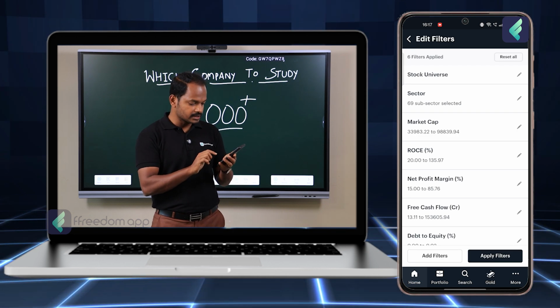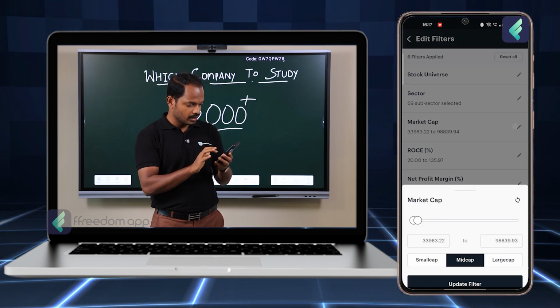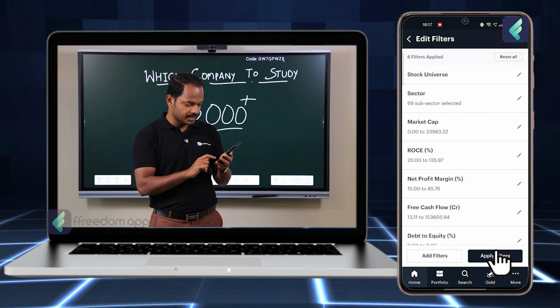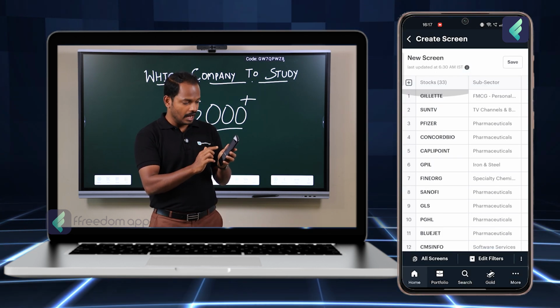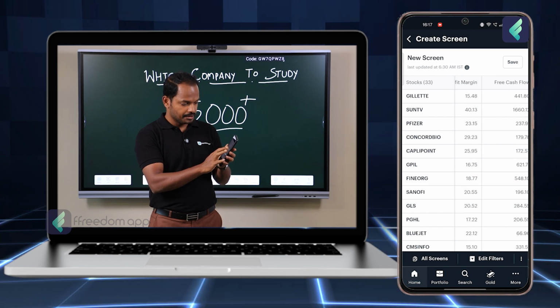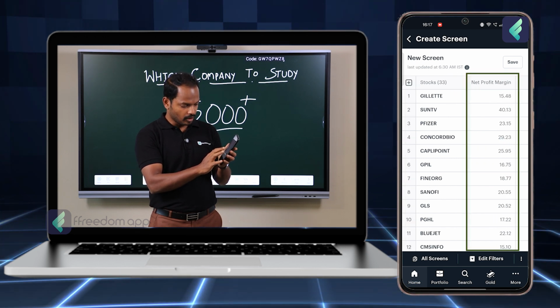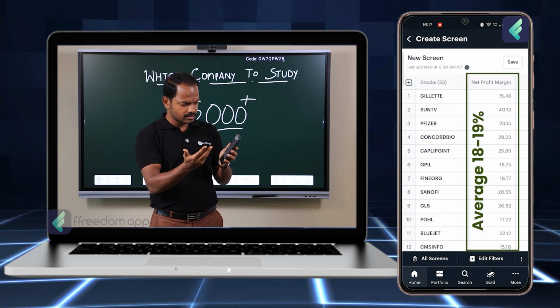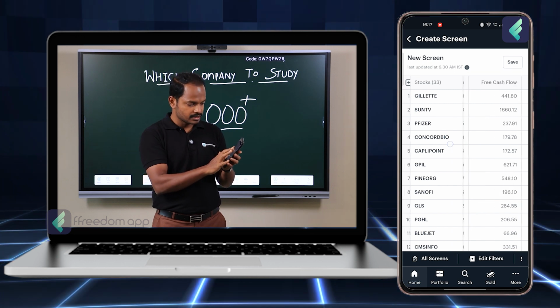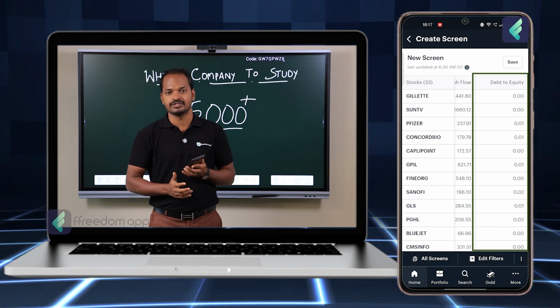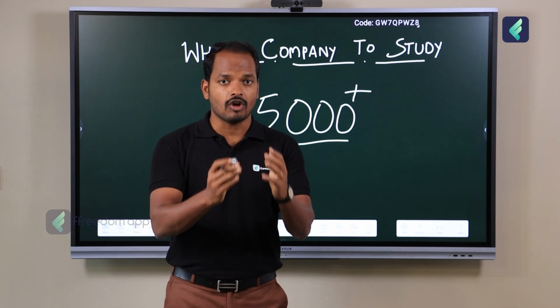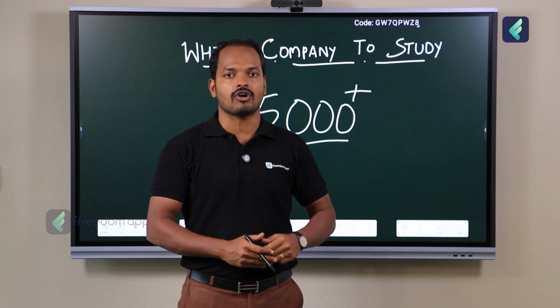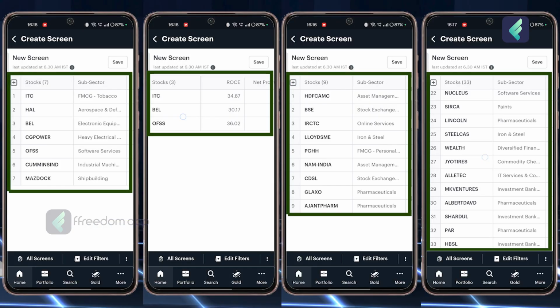Now click on edit filters, check the same for small cap, update filter, apply filter. You get 33 stocks which are good in ROCE, you are looking at the number. Net profit margin, which is almost double digit. Average, almost 18 to 19%. Debt to equity, almost 0. By doing this, you got a checklist. So which fundamentally strong stocks should I observe? You have got some bunch of stocks in your watch list.